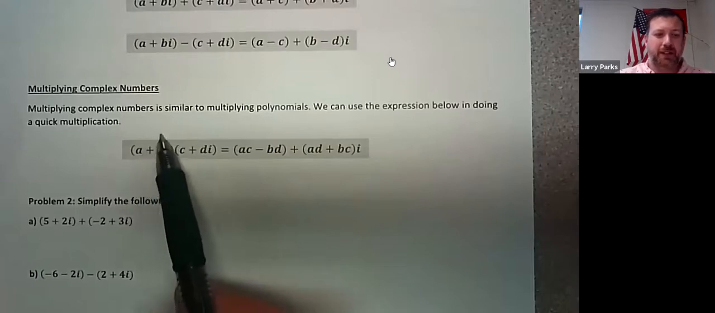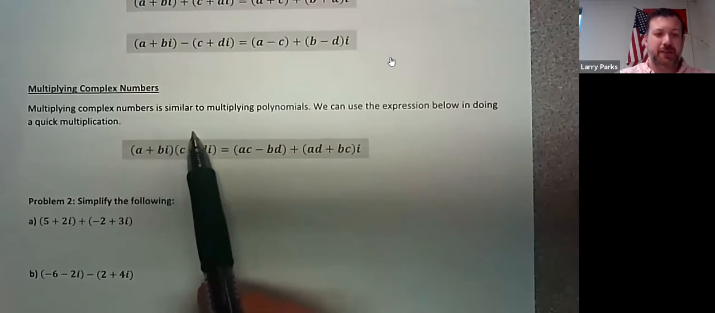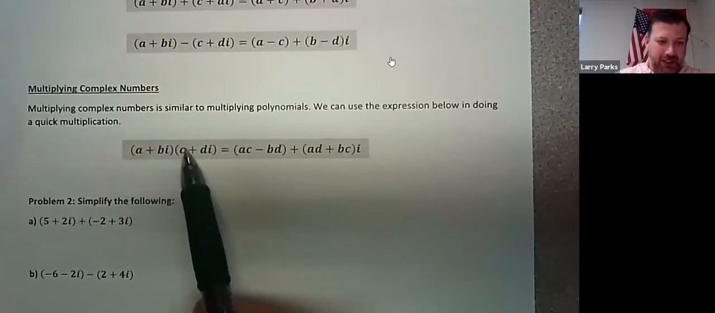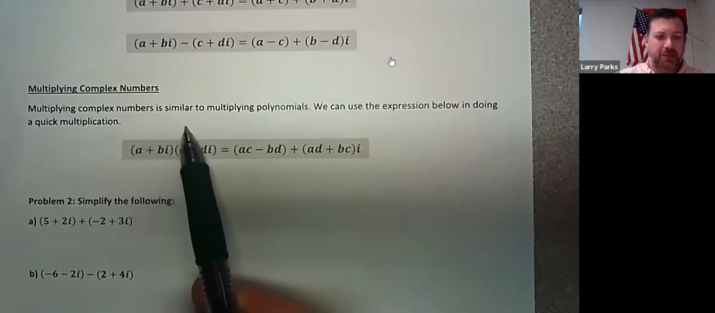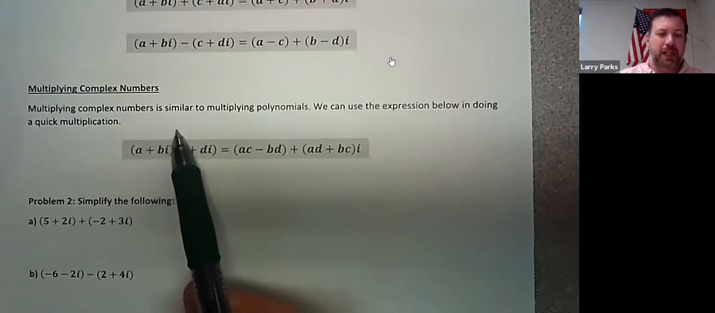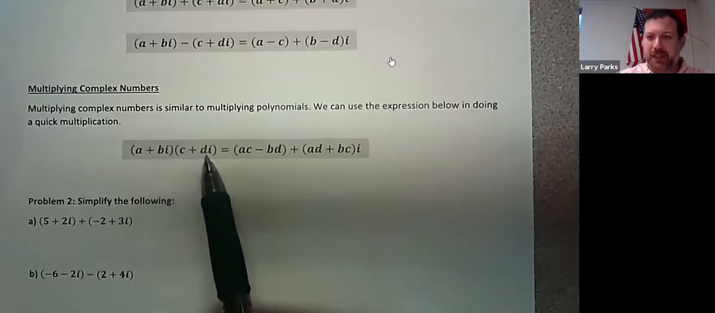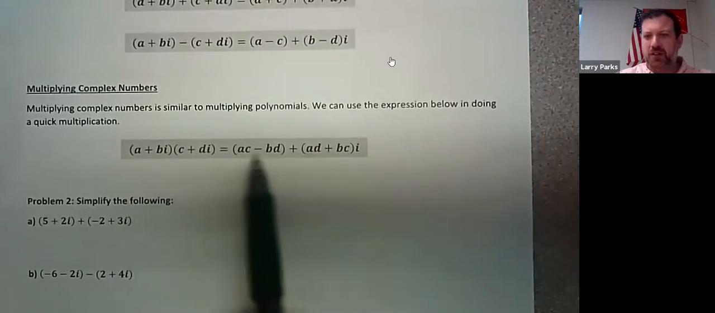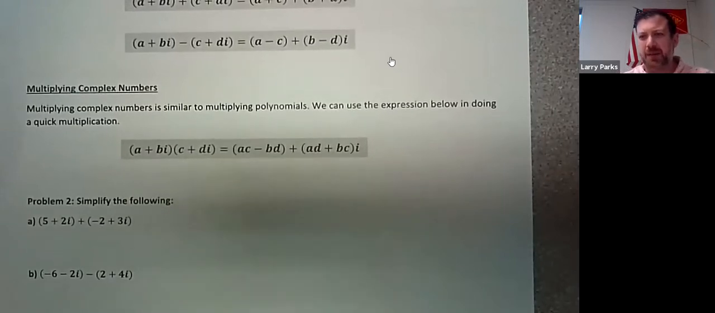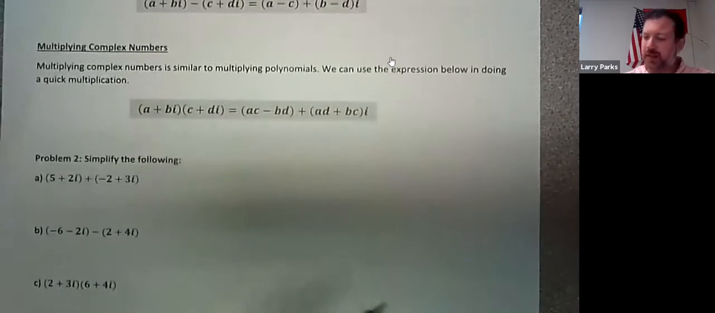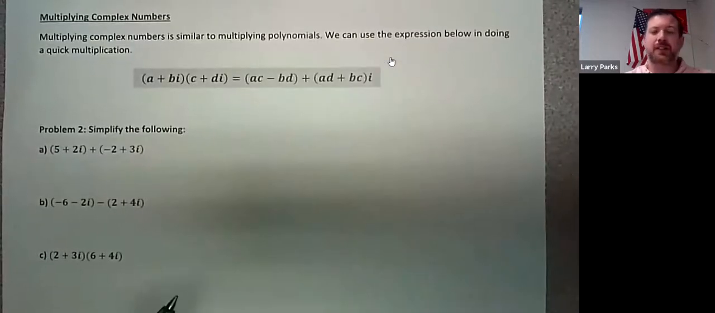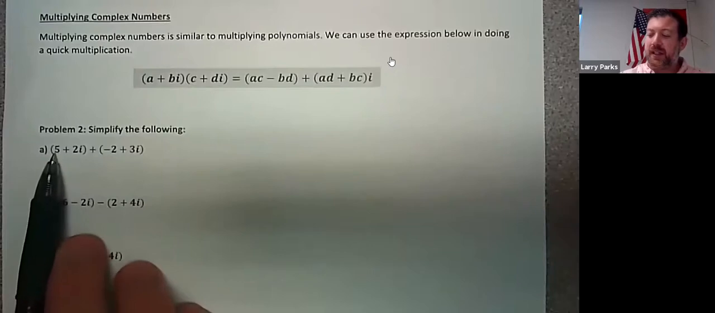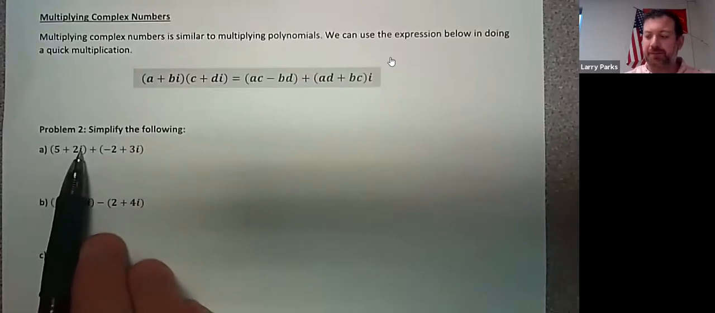Multiplying, same thing. You're going to go a times di, bi times c, and bi times di. And then they have a little shortcut there, but I'm not a big fan of shortcuts, so I'm going to ignore that part. So when we start off, I have 5 plus 2i.